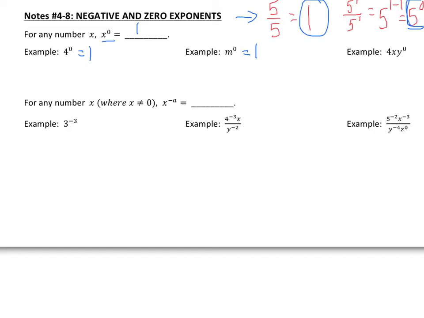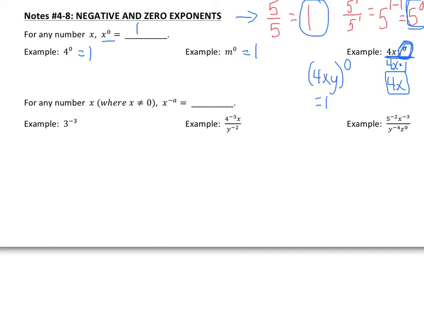If you have 4xy to the 0 power, now notice that the only thing that is to the 0 power is this y. So the y to the 0 power is 1, but it's still getting multiplied by 4x. So you'd have 4x times 1, which equals 4x. So be careful when you see those exponents. The exponents are just attached to what's right beside it. If this is not in parentheses, then it's just the y. For example, if I had 4xy in parentheses and that was being raised to the 0 power, well then that would equal 1. But this is not what that says, so keep that in mind.